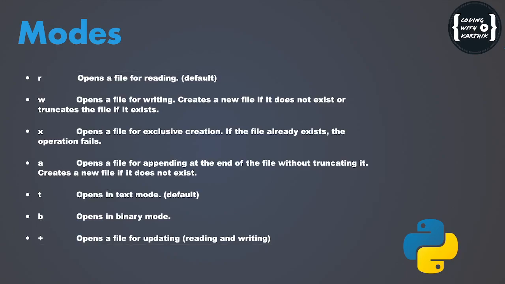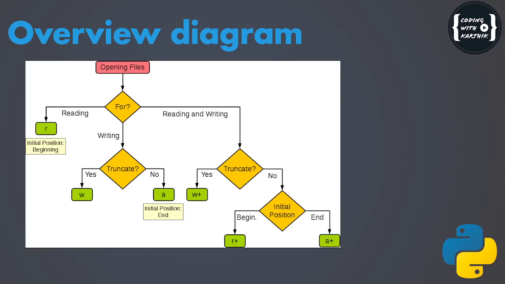Here is the overview picture of how it works. It differentiates between the different modes, so you can easily understand for which purpose we have to use which mode. Only for reading we'll go with the R mode.